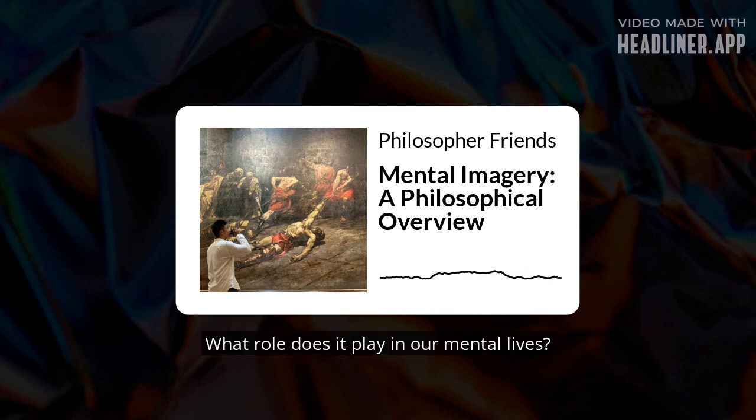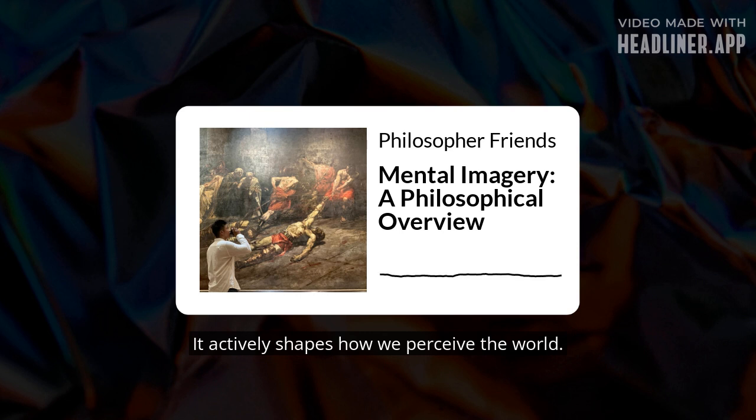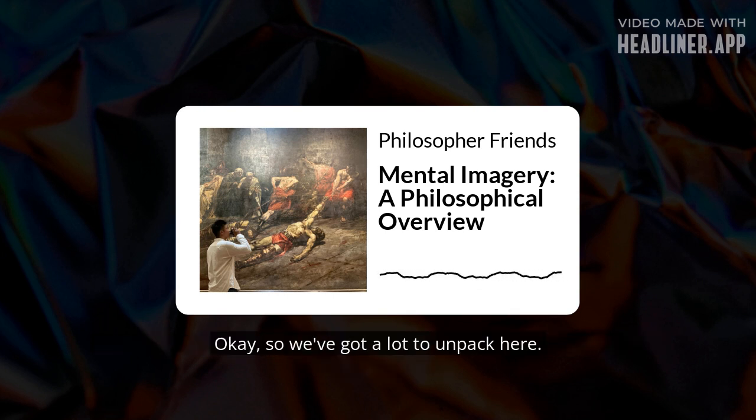Okay, so we've kind of explored what mental imagery is, but what does it actually do? What role does it play in our mental lives? Well, that's where things get even more interesting, because mental imagery isn't just this passive phenomenon. It actively shapes how we perceive the world, remember the past, experience emotions, make decisions, and even engage with art. Wow. Okay, so we've got a lot to unpack here. We do. So let's start with perception.